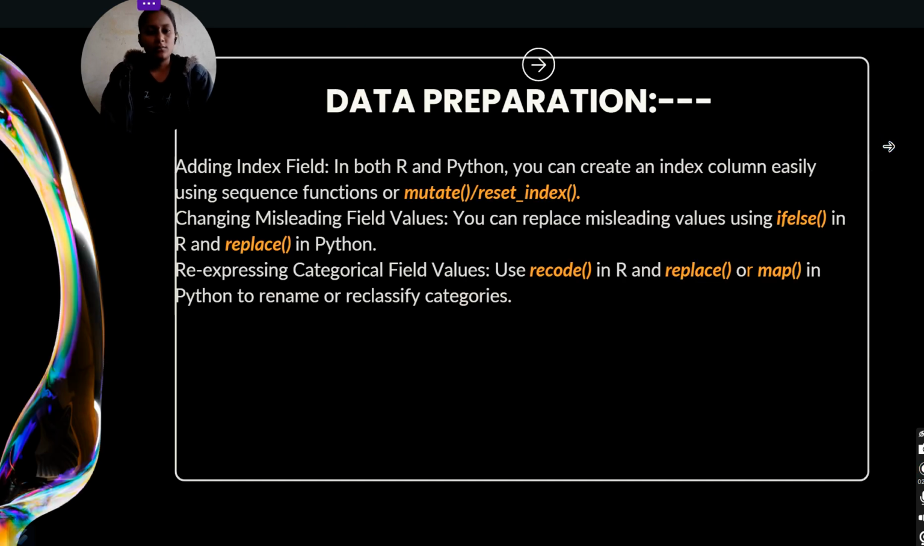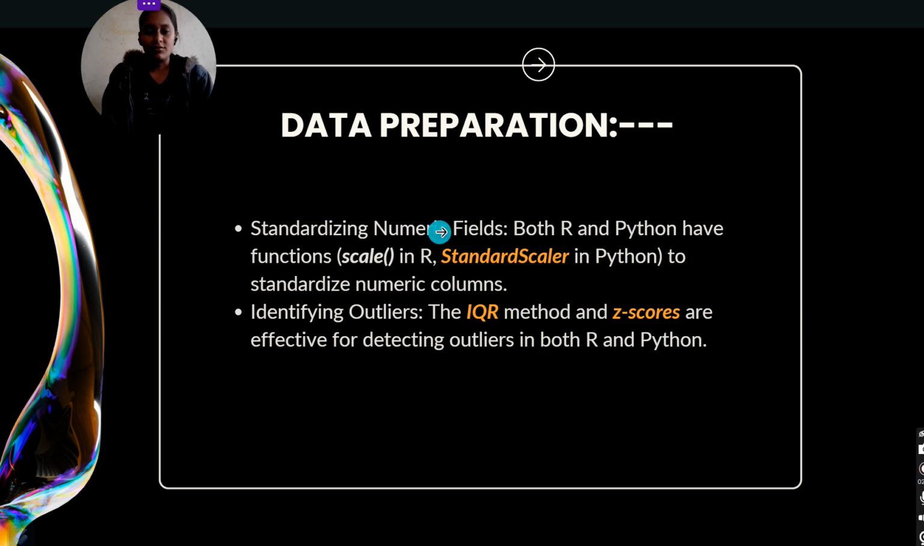Now let's discuss how to add an index field, how to change misleading field values, how to re-express categorical field values, how to summarize numeric fields, and how to identify outliers. Instead of going with theory, let's go with the practical part.